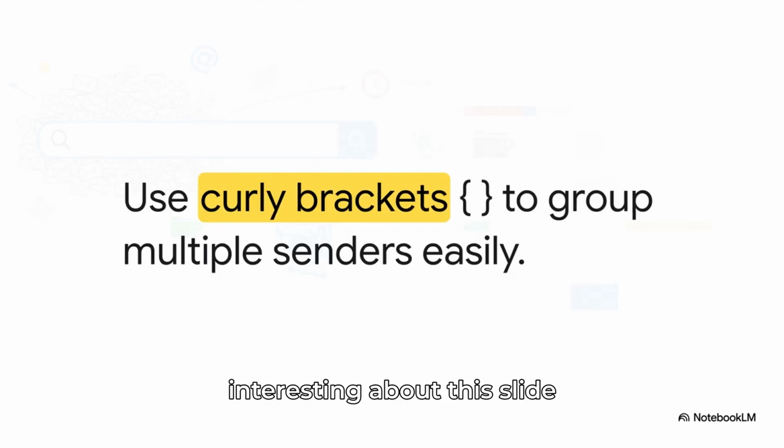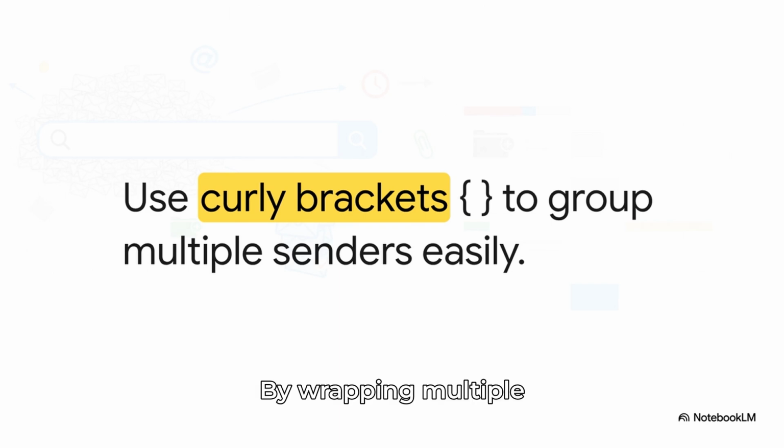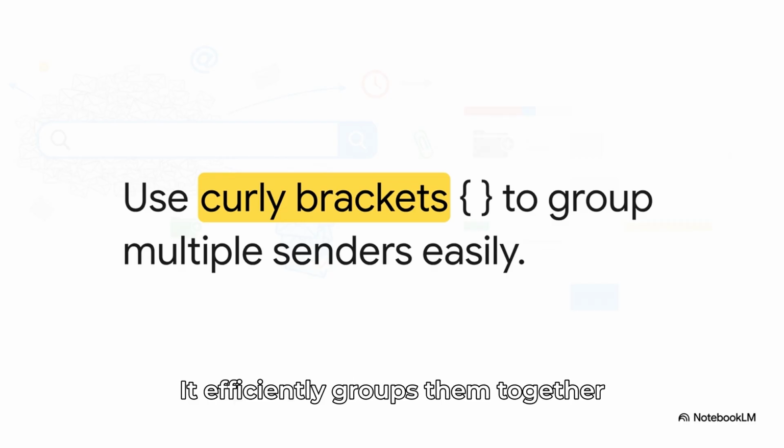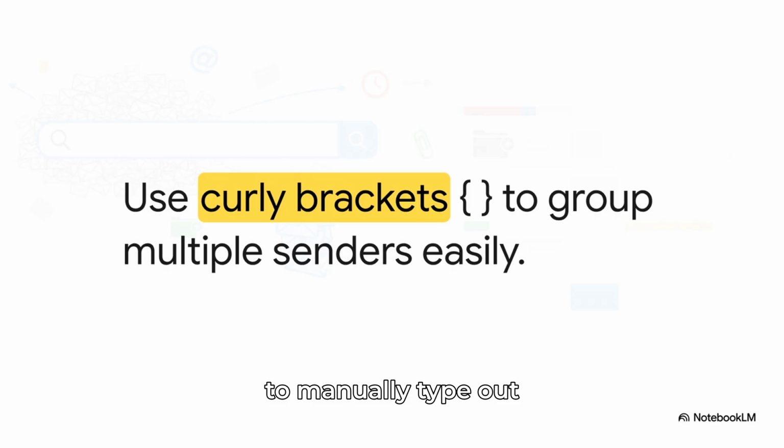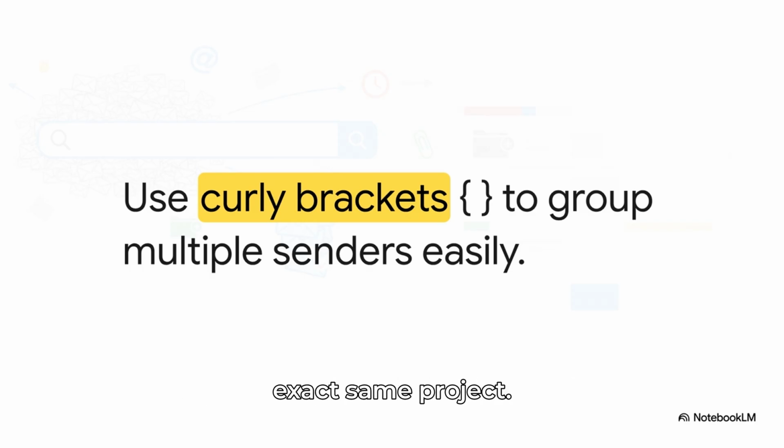Now, what's really interesting about this slide is how we use those curly brackets. By wrapping multiple senders in curly brackets, separated by a space, you're telling the system to find emails from client 1 or client 2. It efficiently groups them together without you having to manually type out that capitalized OR over and over again. It is a fantastic shortcut when you're juggling tickets from multiple stakeholders on the exact same project.